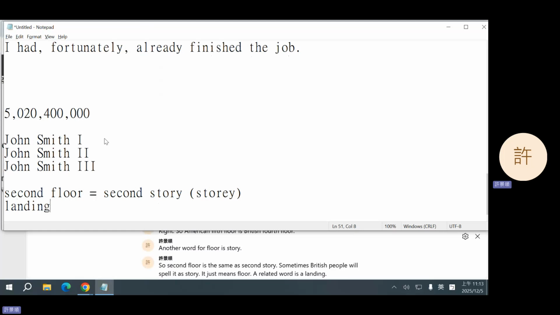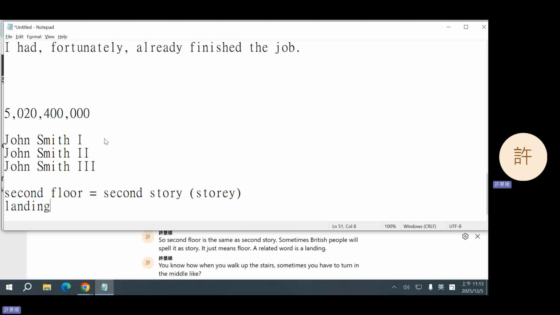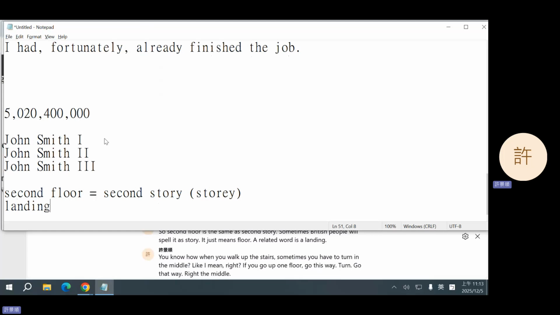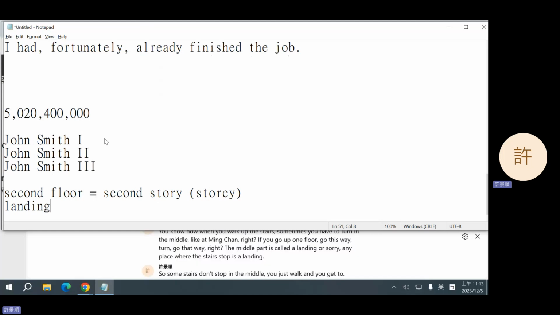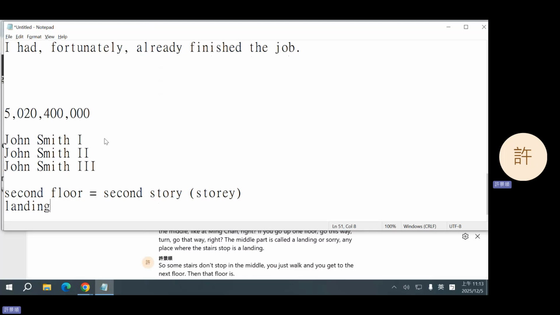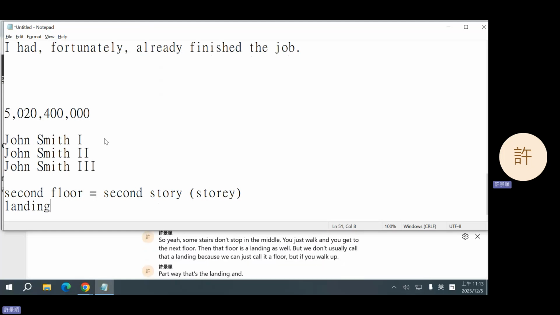You know how when you walk up the stairs, sometimes you have to turn in the middle? Like at Mingchuan, right? If you go up 1 floor, go this way, turn, go that way, right? The middle part is called a landing. Or sorry, any place where the stairs stop is a landing. So some stairs don't stop in the middle. You just walk and you get to the next floor. Then that floor is a landing as well. But we don't usually call that a landing because we can just call it a floor. But if you walk up partway, that's the landing, and you turn and you walk up to the next floor.